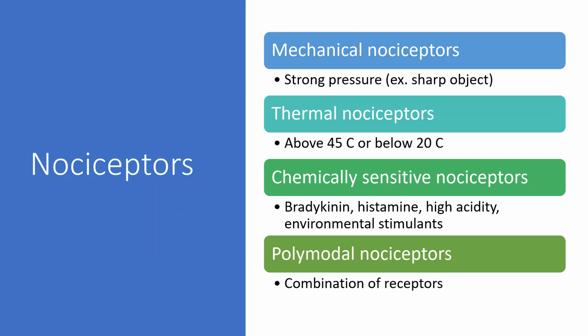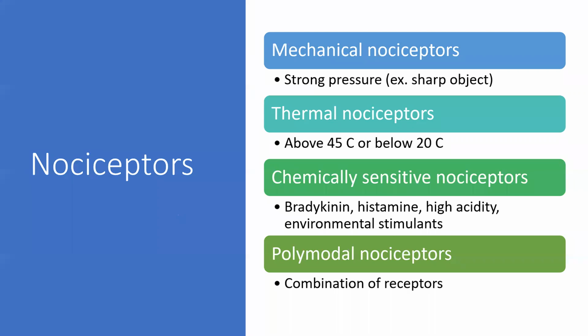So chemical receptors that are sensitive to chemicals such as bradykinin, histamine, high acidity, and even other environmental irritants that are around us. For example, exposure to pollen, to plant poison that are on the surface. So chemical nociceptors are the ones that respond to these stimulants.